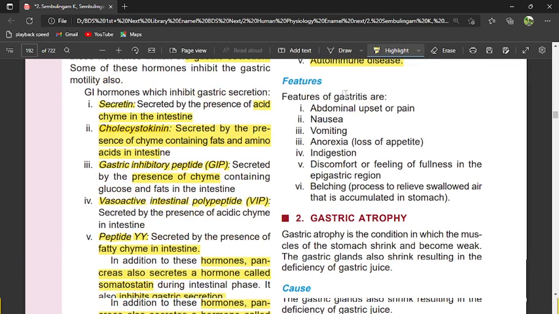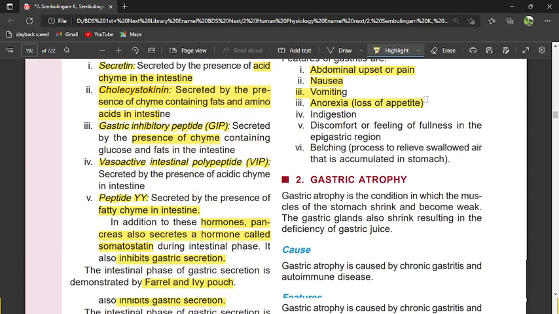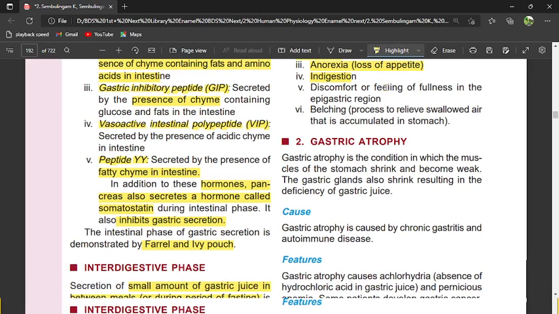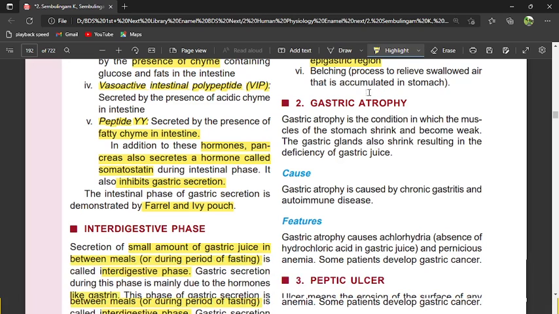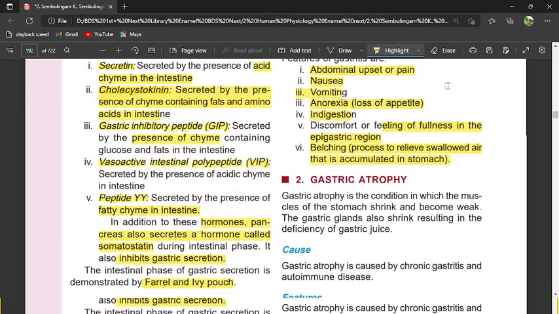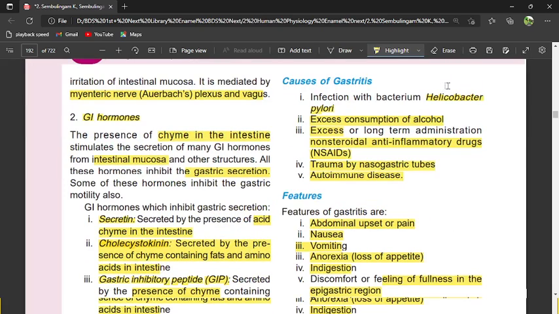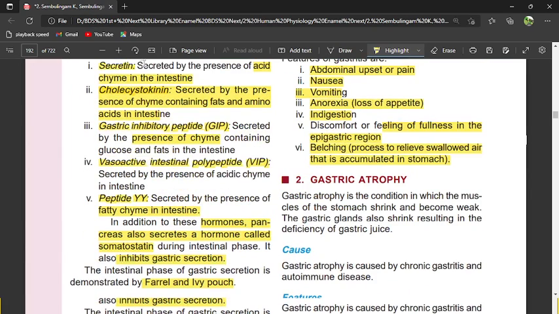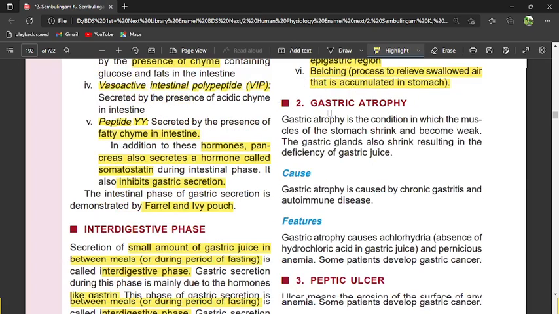Okay, features of this are abdominal upset and pain, पेट दर्द रहता है, nausea होता है, उल्टी आने का चांस रहता है, anorexia, loss of appetite, indigestion, discomfort, feeling of fullness in the epigastrium, कभी कुछ कम भी खाओ, belching, the process that releases swallowed air that has accumulated in the stomach. Even इस केस में क्या होगा, गैस्ट्राइटिस, जब स्टमक में गैस्ट्राइटिस होगा तो एयर भी आप जो लेंगे वो आपके स्टमक में, और जब उस कंडीशन को क्या बोलेंगे, बेल्चिंग. नेक्स्ट गैस्ट्रिक एट्रोफी.